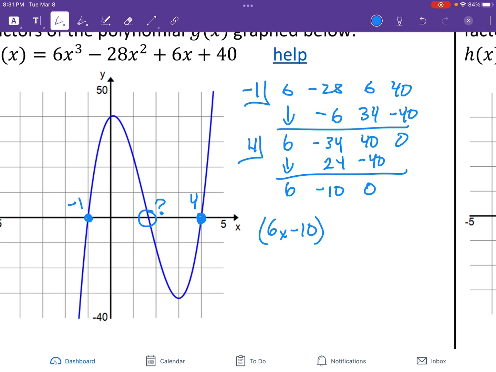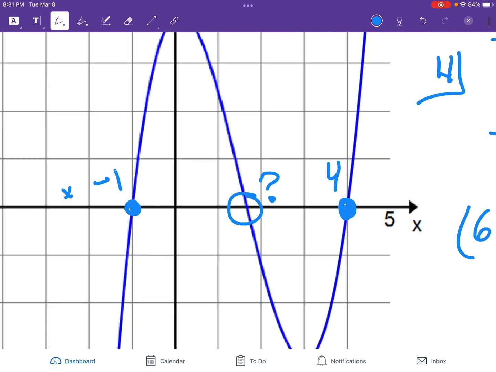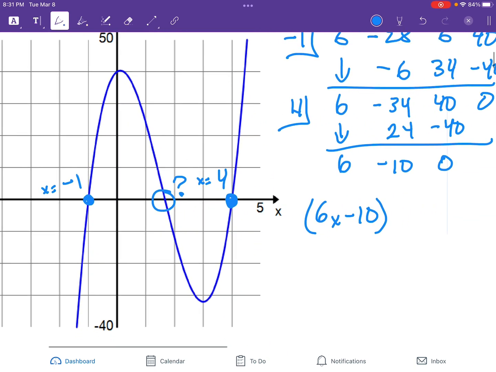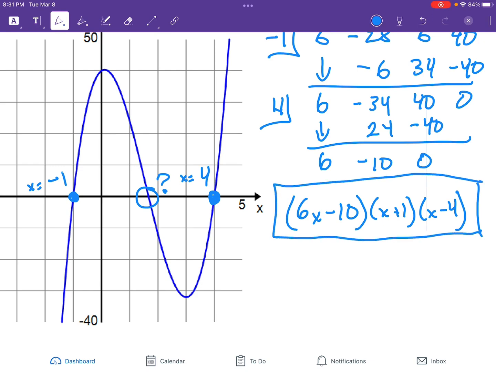We have to also, though, write down the other 2 factors that we do know. Okay, so these 2 were answers. x equals negative 1, x equals 4. Now we have to revert them back to their factors. So we're going to make it x plus 1 and x minus 4. Now they've been reverted back to their factors, and these are the 3 factors that make up that polynomial and the graph.